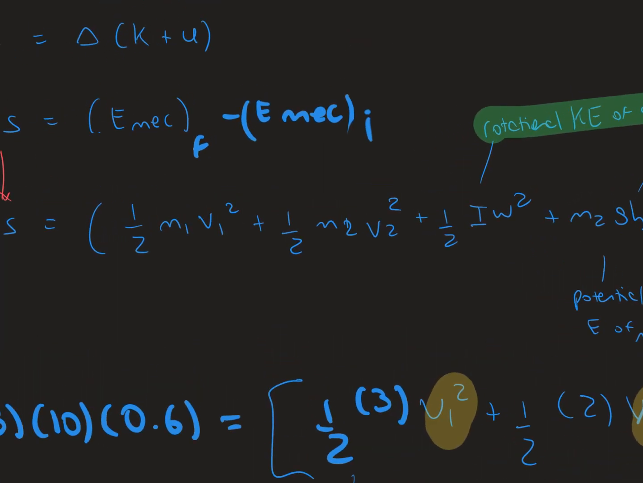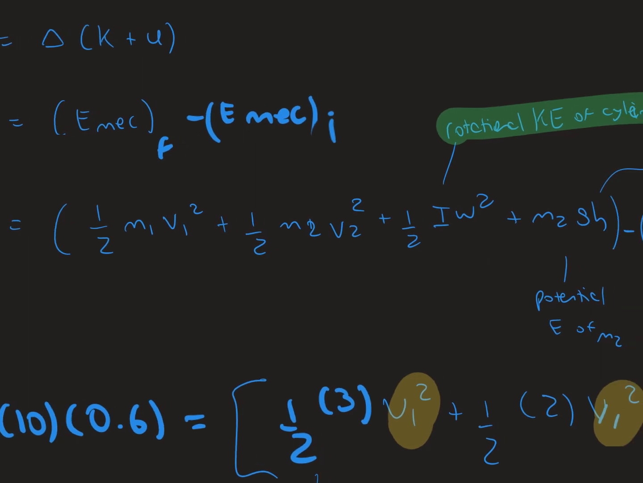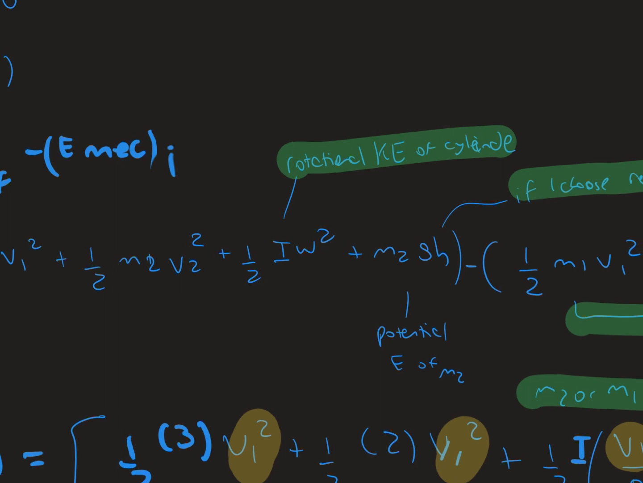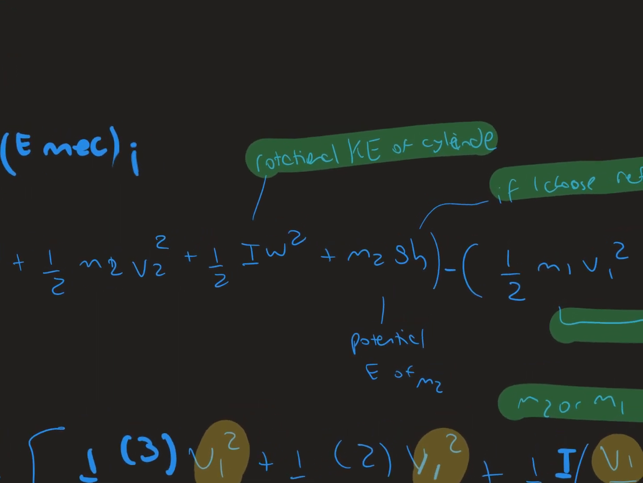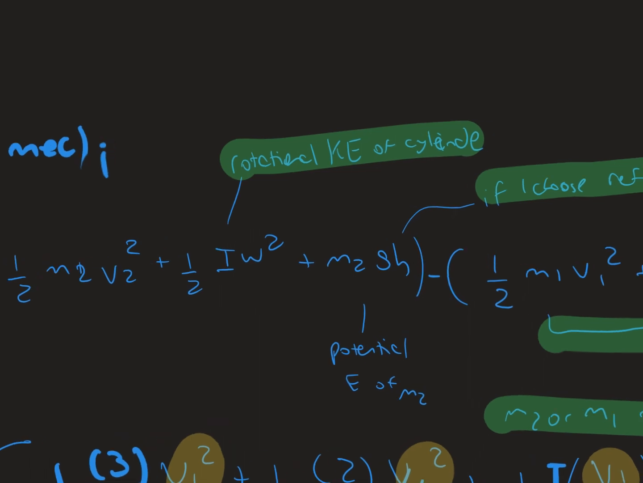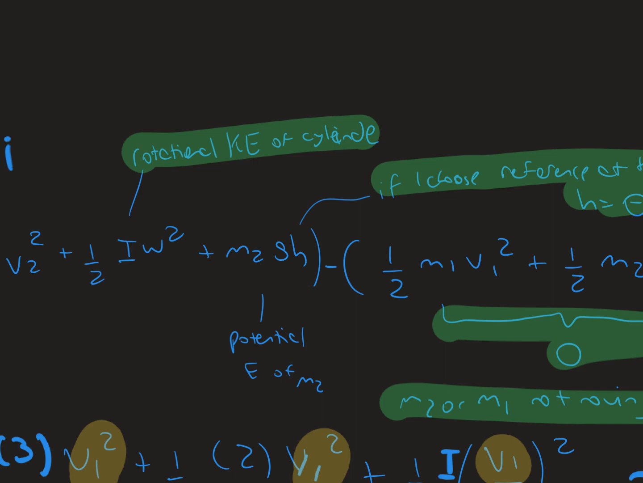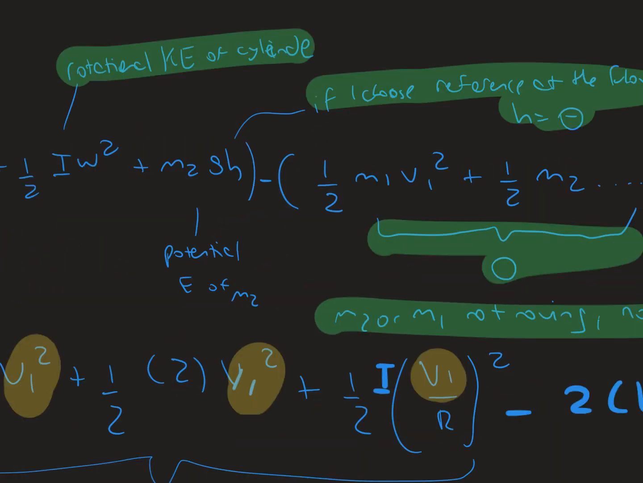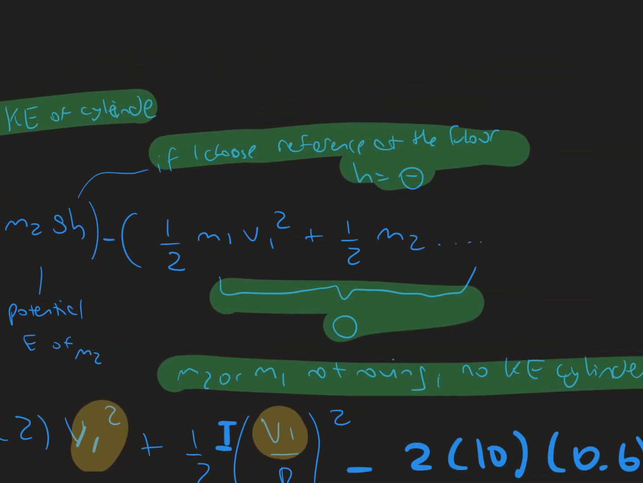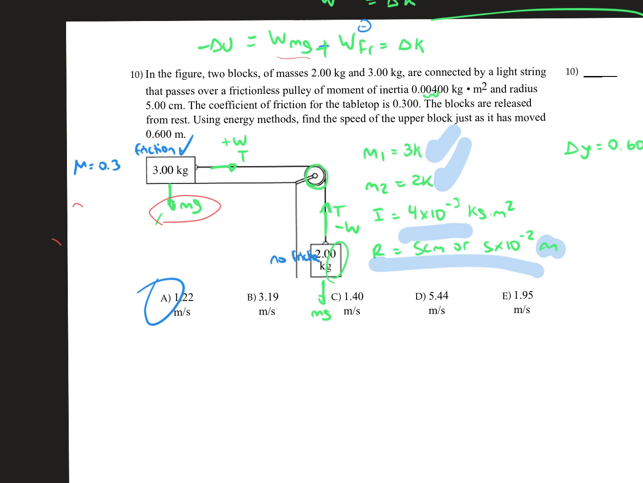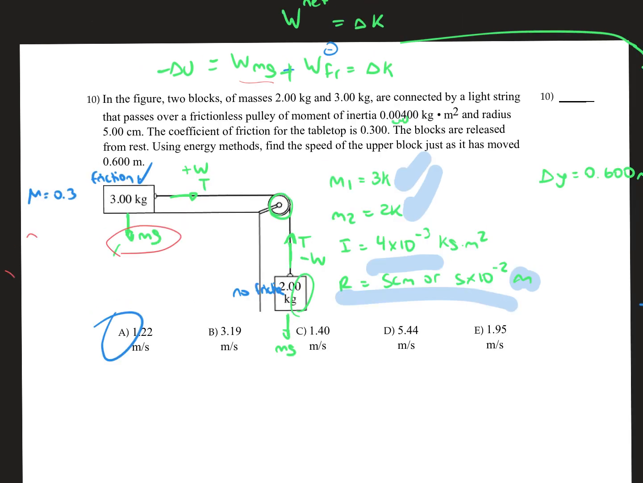In the final mechanical energy, we have 1/2 m1 v1 squared plus 1/2 m2 v2 squared, representing the kinetic energy. Then we're going to add 1/2 moment of inertia times the angular velocity squared. That's going to represent the rotational kinetic energy of the cylinder. Then we're going to add m2 times g times h. That's going to represent the potential energy of the mass 2. So if we choose the reference at the floor, we end up with a height of negative value.